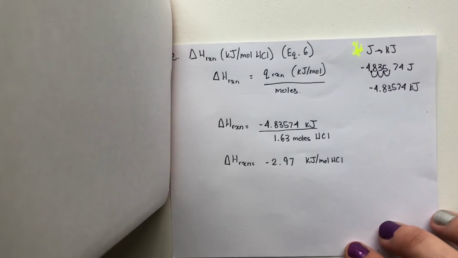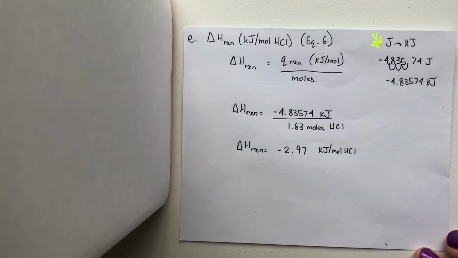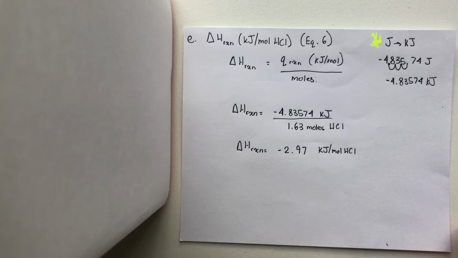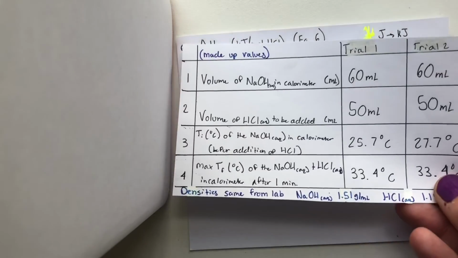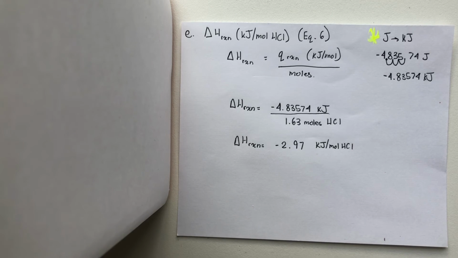Now for our final part of this section is going to be Part E, and the reason we're not doing F and G is because we only have time to do one trial, so the numbers are exactly the same, so there's no need to take the average or a second equation for Part E. So our Part E here states that we're going to take the delta H RxN, and that equation is equal to Q RxN in kilojoules per mole divided by the moles of HCl.